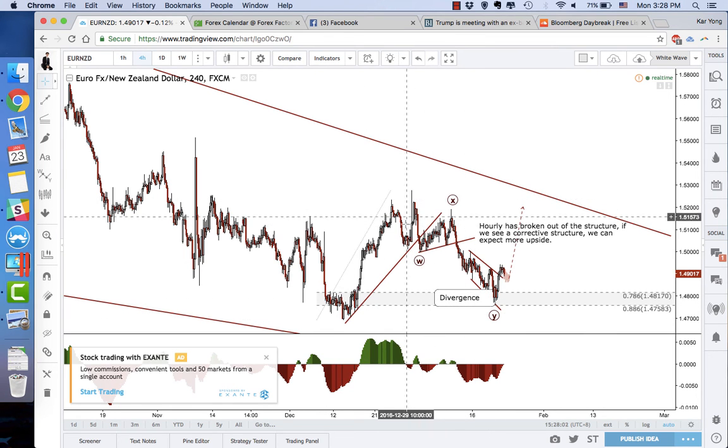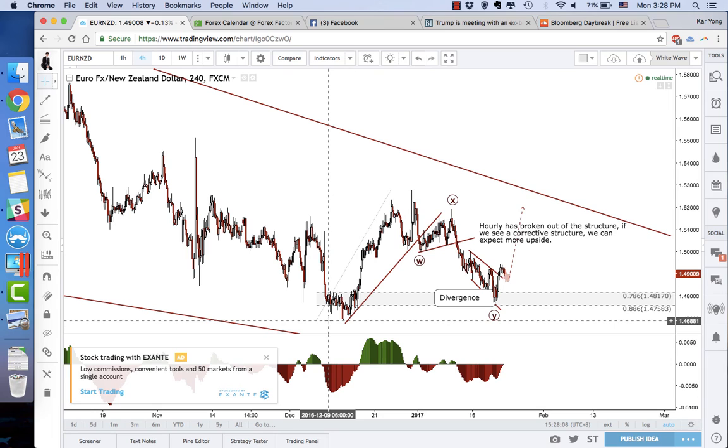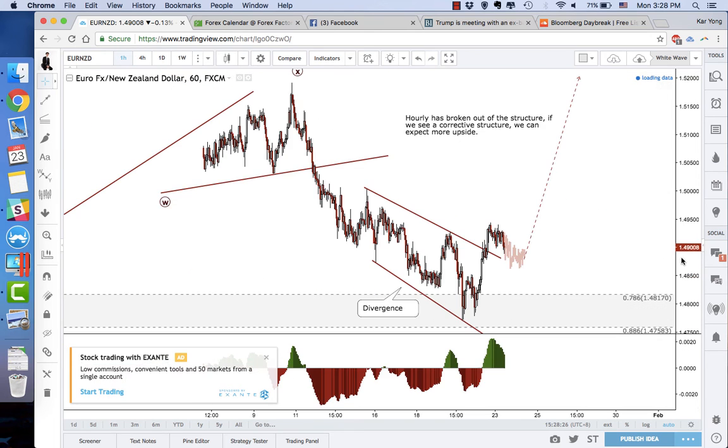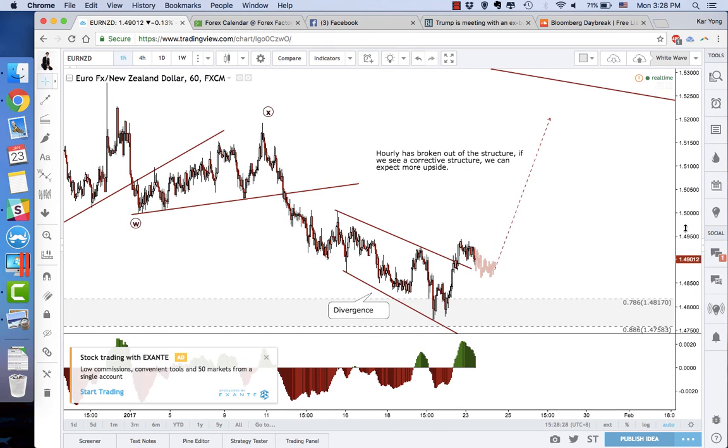But this entire correction is pretty deep, but it's still in a corrective structure, so I don't expect this low to be broken. This low of 1.4690, I don't expect price to break below it. So if you have a long trade and you decide to hold it, this stop will be pretty safe if you just put it below 4690.